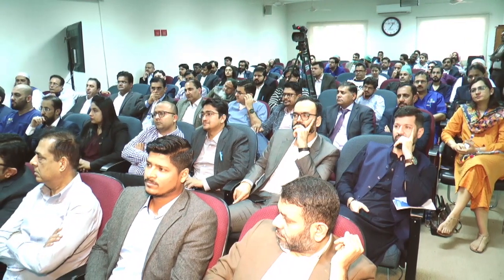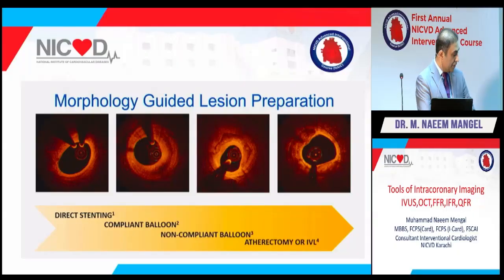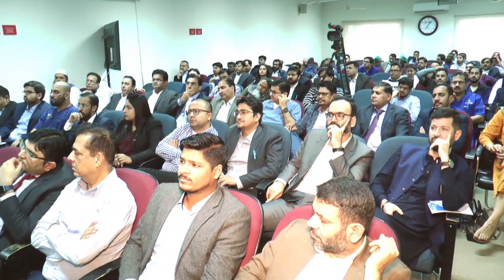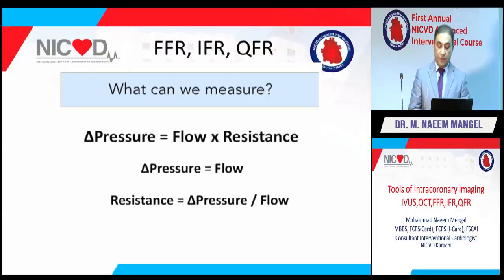So on the basis of your OCT images, you can decide whether you should go for direct stenting if there is just a straightforward lesion. If there is a thick fibrous plaque, you can go with the compliant balloon. If there is a calcified lesion, as we discussed, you can go with rotatripsy and atherectomy, depending upon the calcium that's present. So the next thing is to go for the physiology.